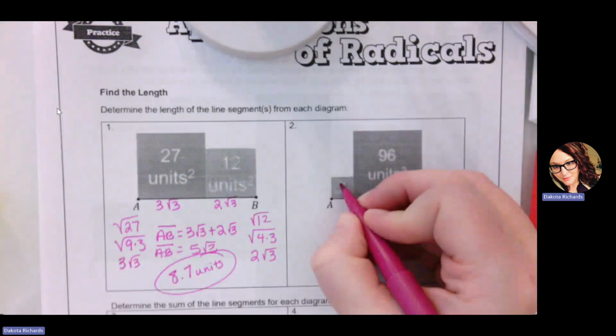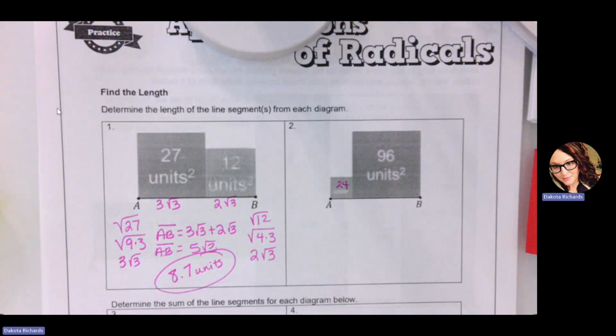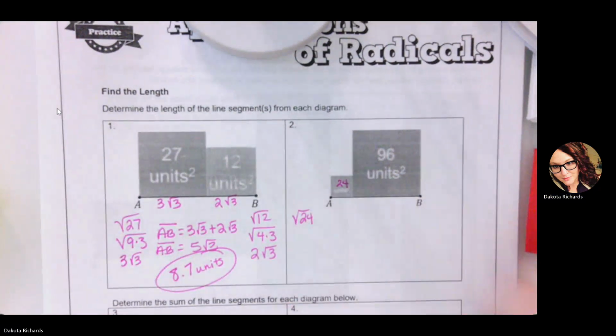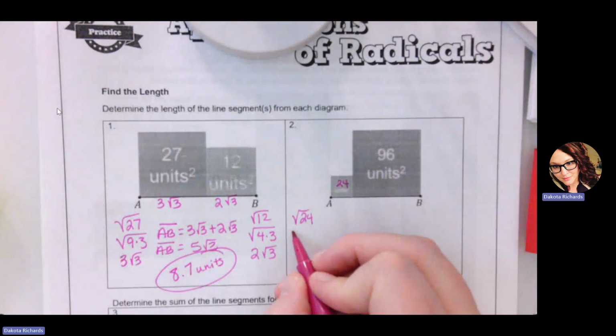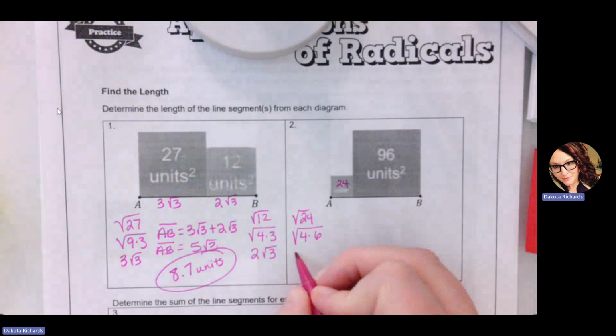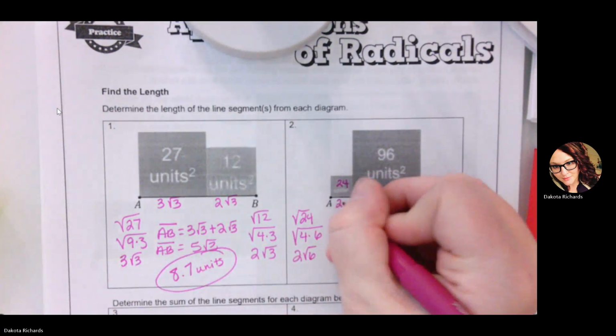This says 24, if you can't read it. So number 2, same thing. We're going to take the square root of 24. We can simplify that as 4 times 6. The square root of 4 is 2. So you end up getting 2 square root 6 right here.